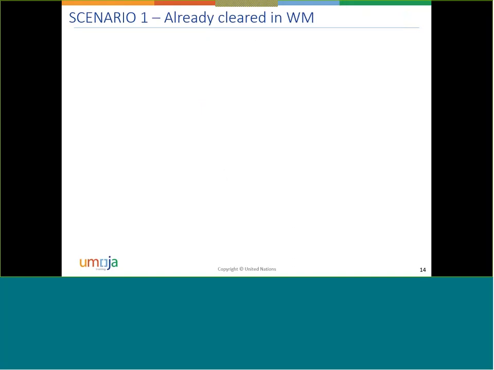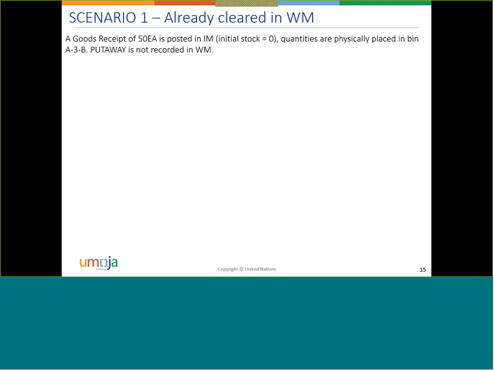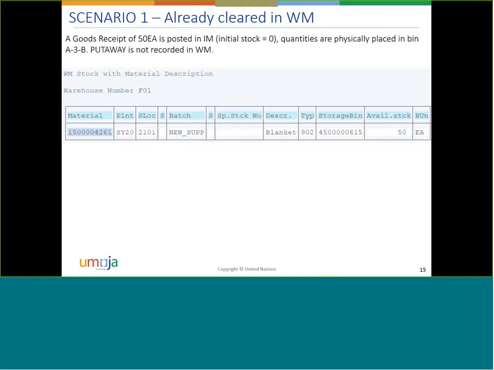And we go into our scenario 1, which is already cleared in warehouse management. So I'm going to go through the entire scenario here, and before we provide the solution, I'm sending out that quiz or assessment, okay? So goods receipt of 50 is posted in IM, initial stock 0. Quantities are physically placed in bin A3B, put away, not recorded in warehouse management.